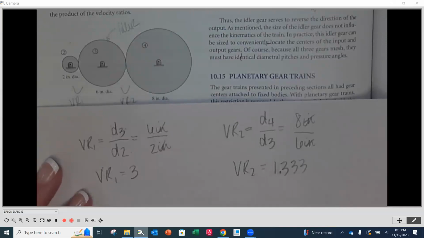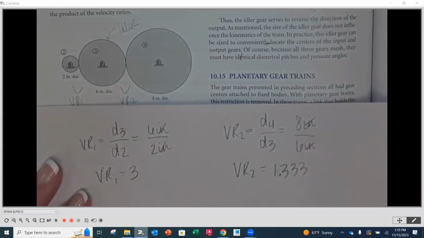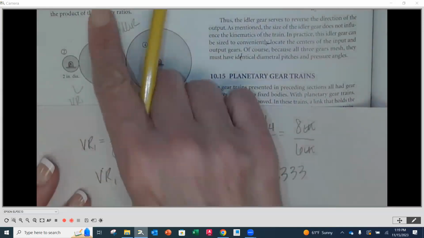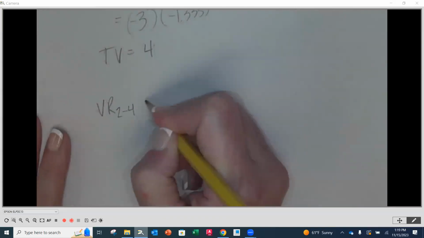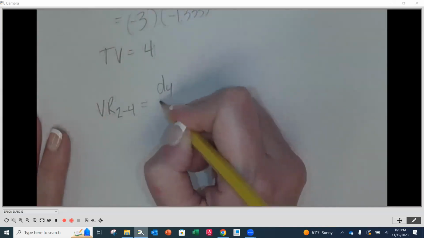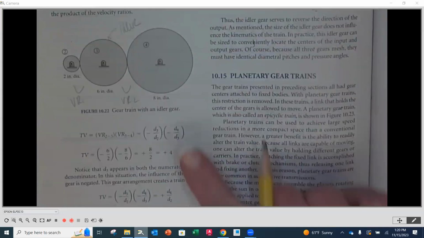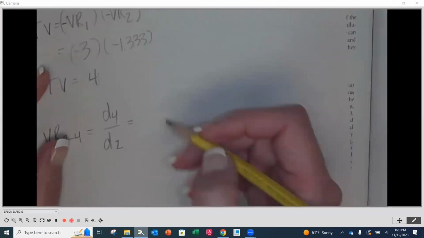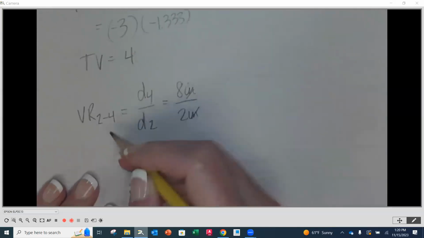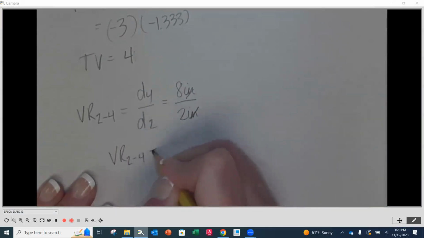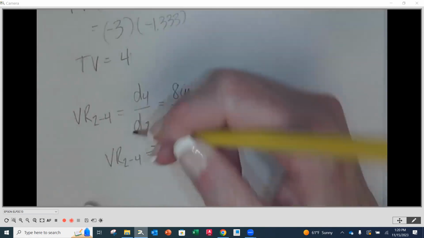Now, what I want you to do is one other thing. Let's take the idler out. So if I take the idler out physically, my velocity ratio from 2 to 4 is going to be the diameter of 4 divided by the diameter of 2. My diameter of 4 is 8 inches, and my diameter of 2 is 2 inches. Velocity ratio, if I went directly from 2 to 4 and left 3 out, is 4. But it's a -4 because of the direction, right?